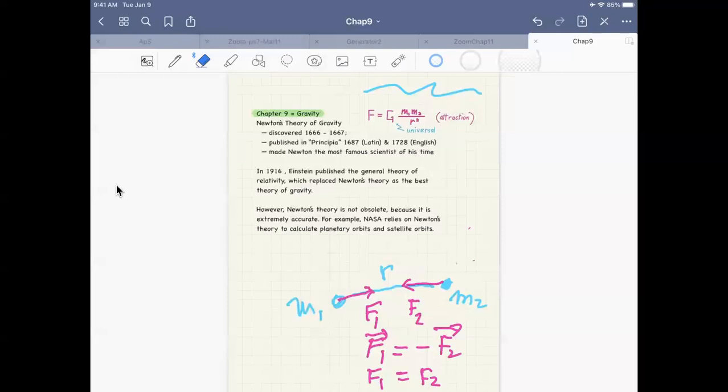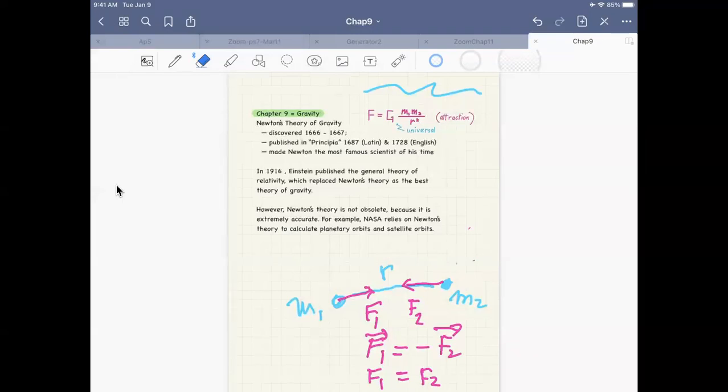Many years later, in 1916, more than 200 years later, Albert Einstein published the general theory of relativity, which replaced Newton's theory as the best theory of gravity, and provided a theory of space, time, and gravity. Rather different than Newton's theory.